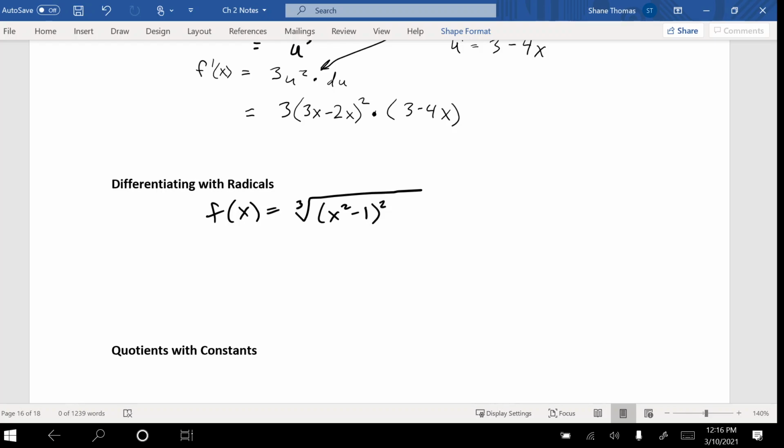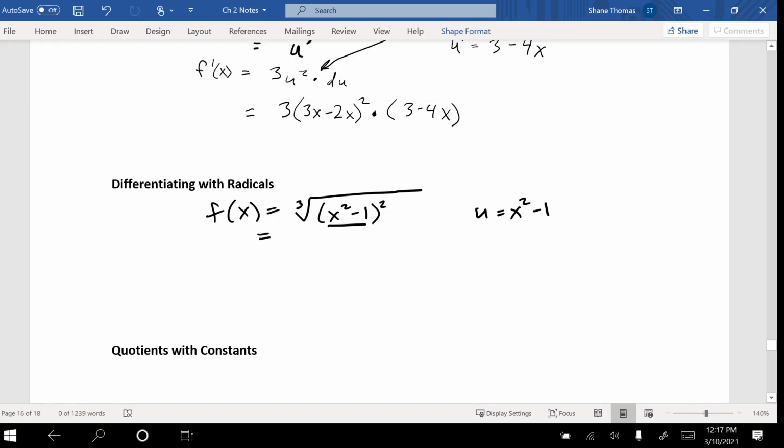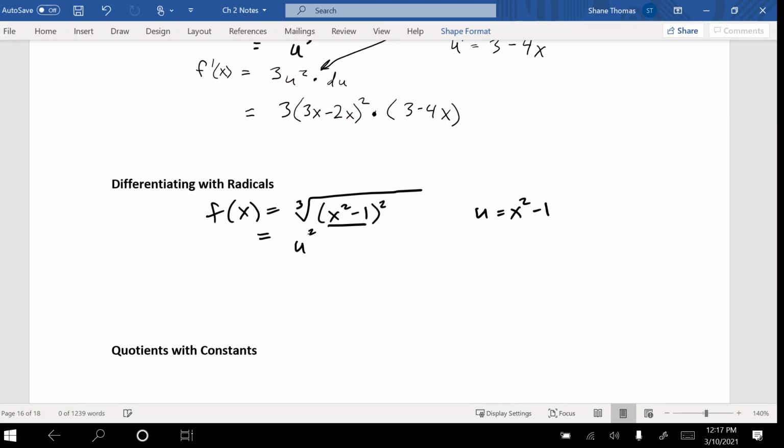Now, if it was just a single term inside, the squared and the third root's not horrible, right? Then I just make it 2/3. So let's take this here, make that my u. U is going to be x squared minus 1. Okay? So then now f of x, I'm going to rewrite as, I would just have a u inside there, right? But then it would be squared, then the third root. So that's the same as the 2/3 power, correct? Yep. All right, so we'll rewrite this as u to the 2/3 power.